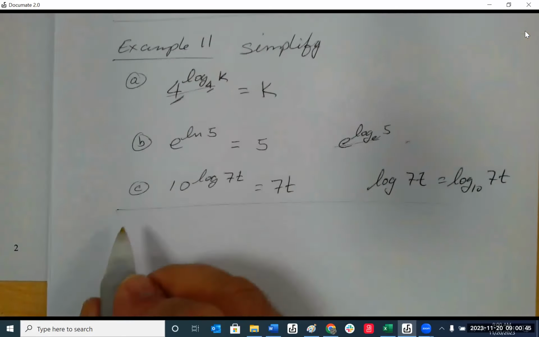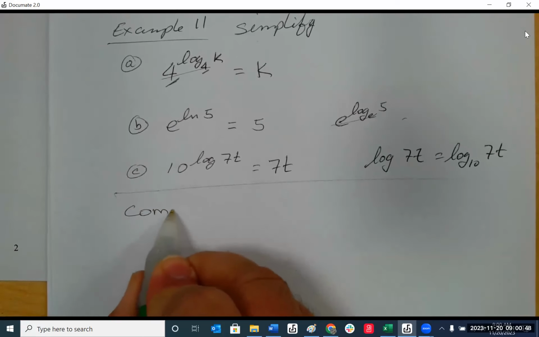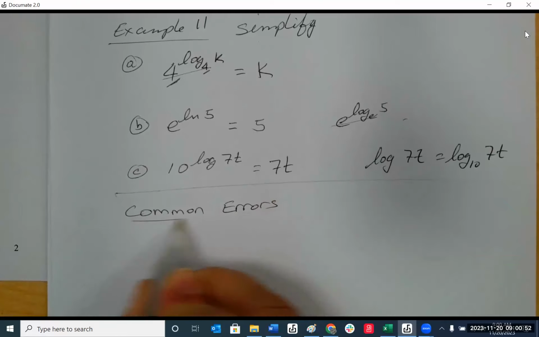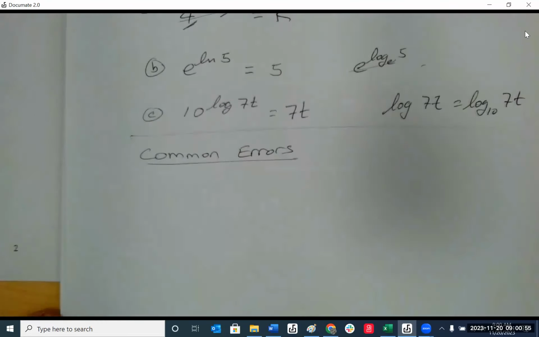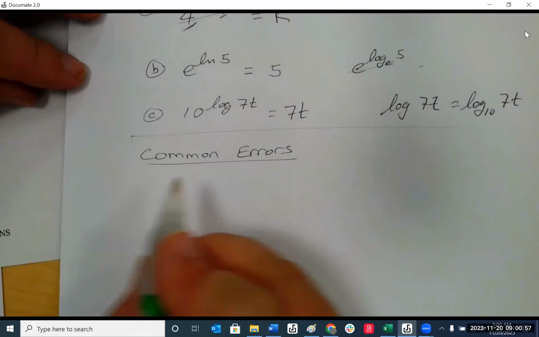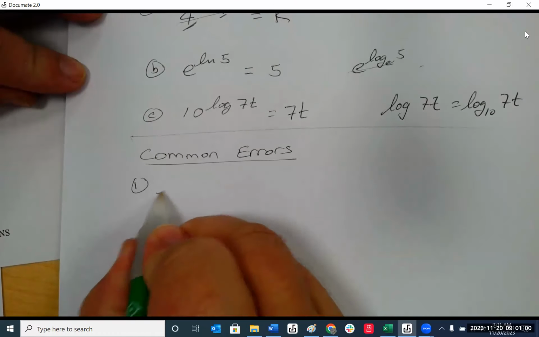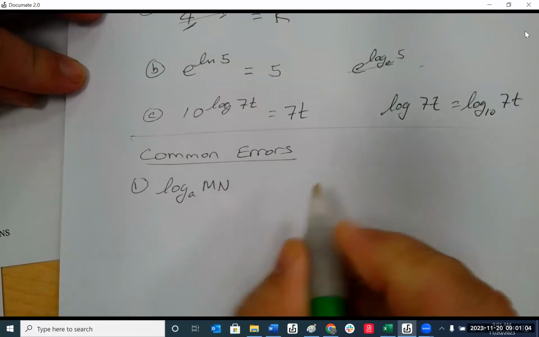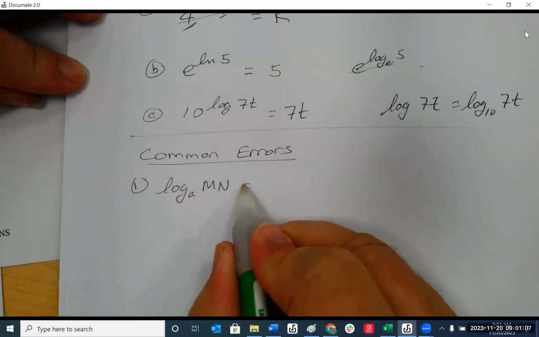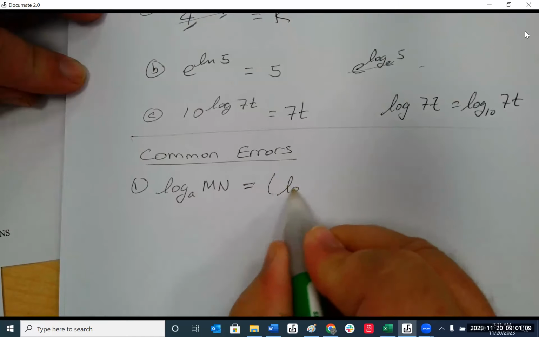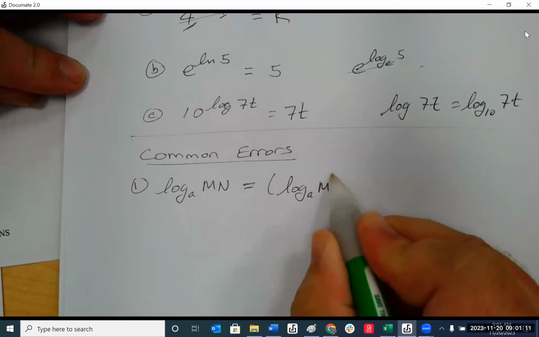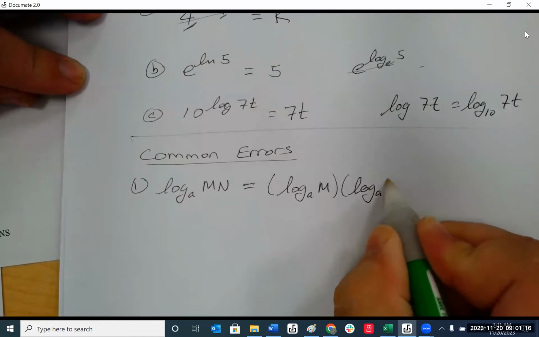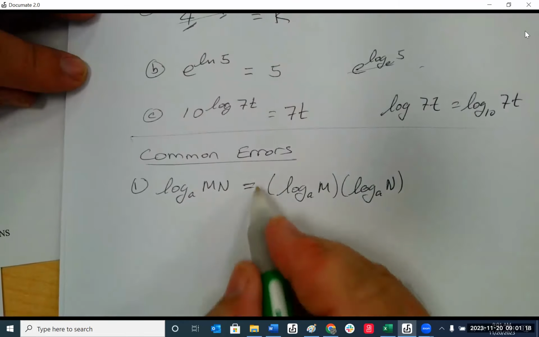All right, let me go over some common errors that people make with logarithms. The first common error: log base a of m times n is log base a of m times log base a of n. That's not true.